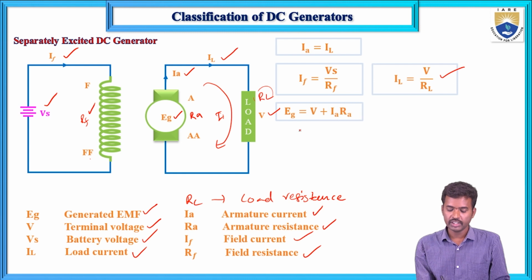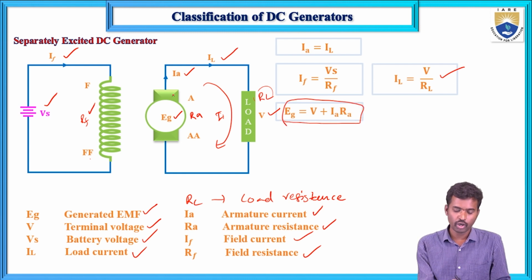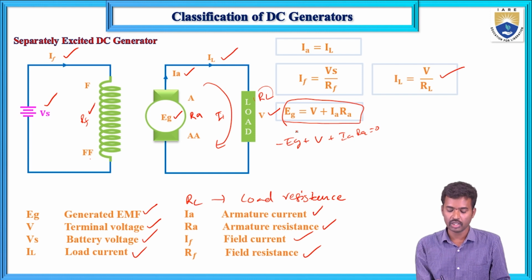Now here EG equals V plus IARA. This is the formula. If you apply KVL in this loop, the algebraic sum of total voltages in a loop equals 0. So minus EG plus V plus IARA equals 0.